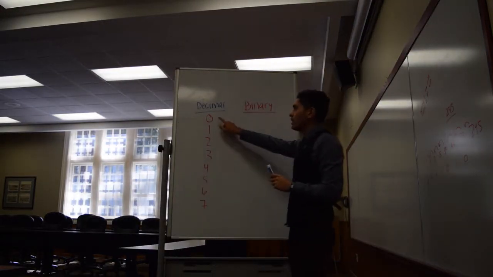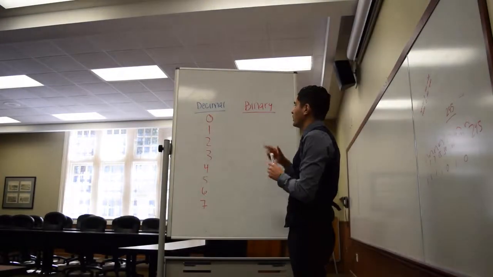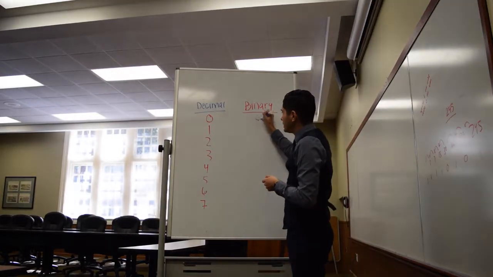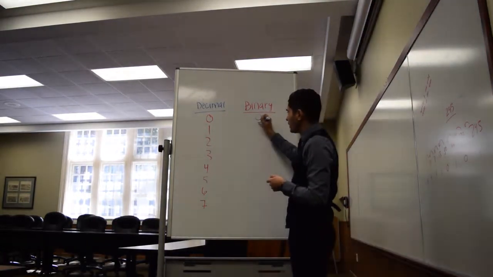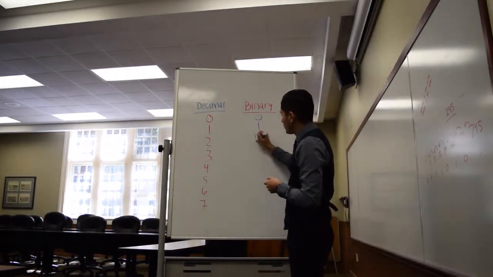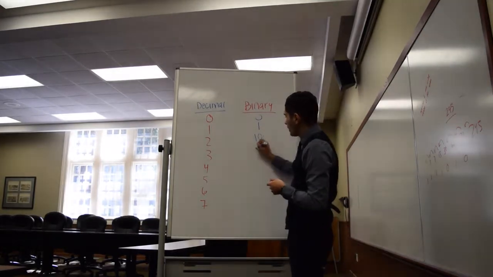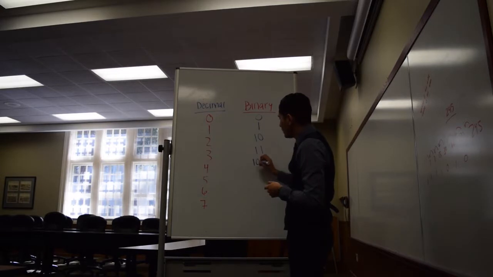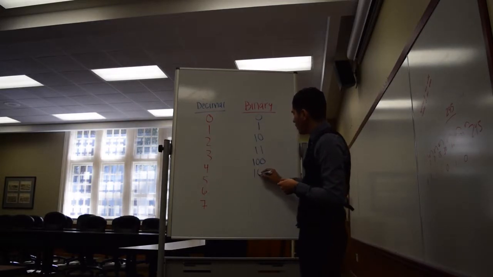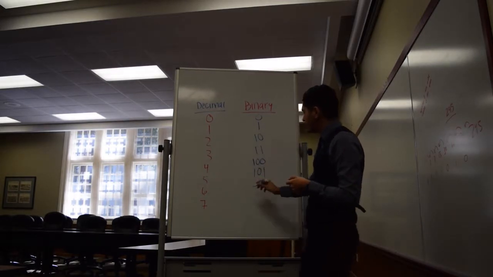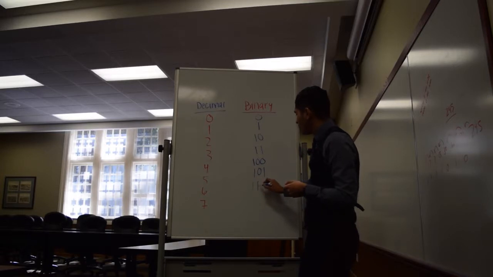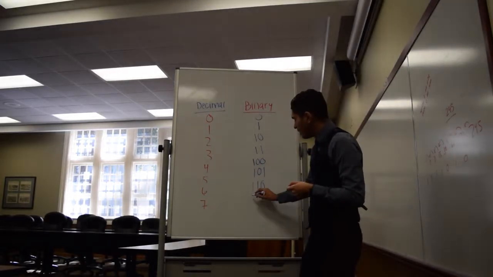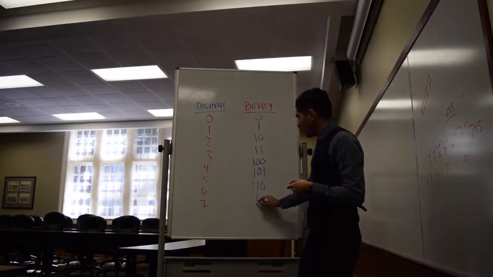So in decimal, the digit 0 is represented in binary form as 0, 1 is interpreted as 1, 2 is interpreted as 1, 0, 3 is interpreted as 1, 1, 4 is interpreted as 1, 0, 0, 5 is interpreted as 1, 0, 1, 6 is interpreted as 1, 1, 0, and then 7 is interpreted as 1, 1, 1.